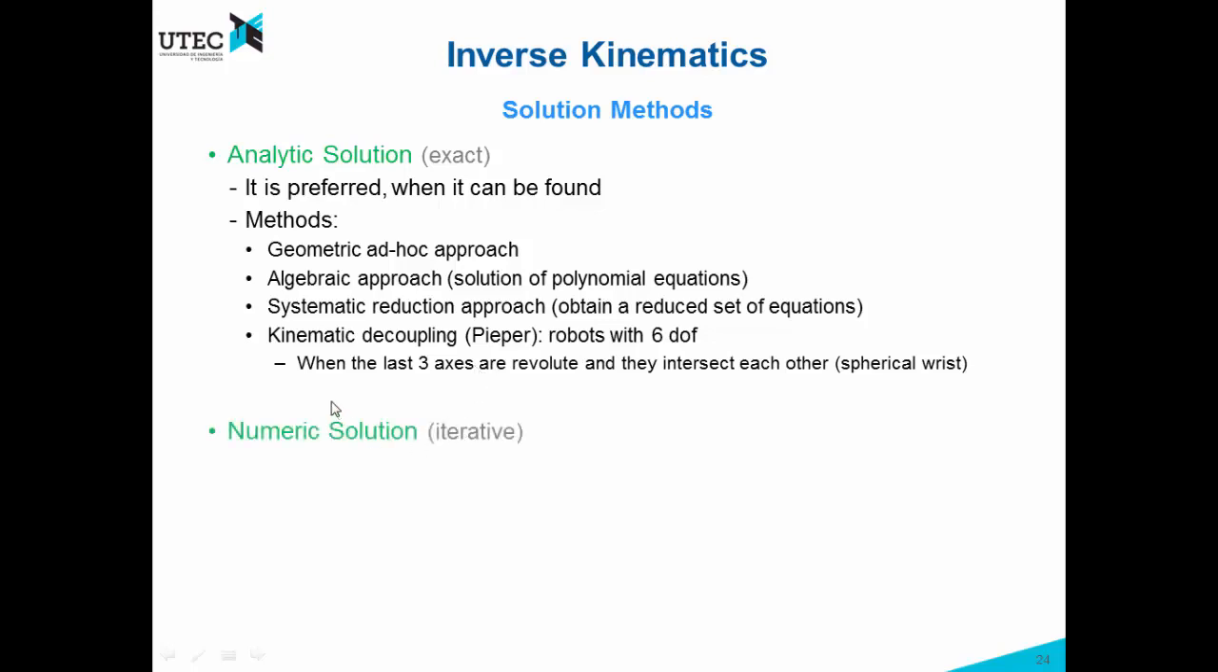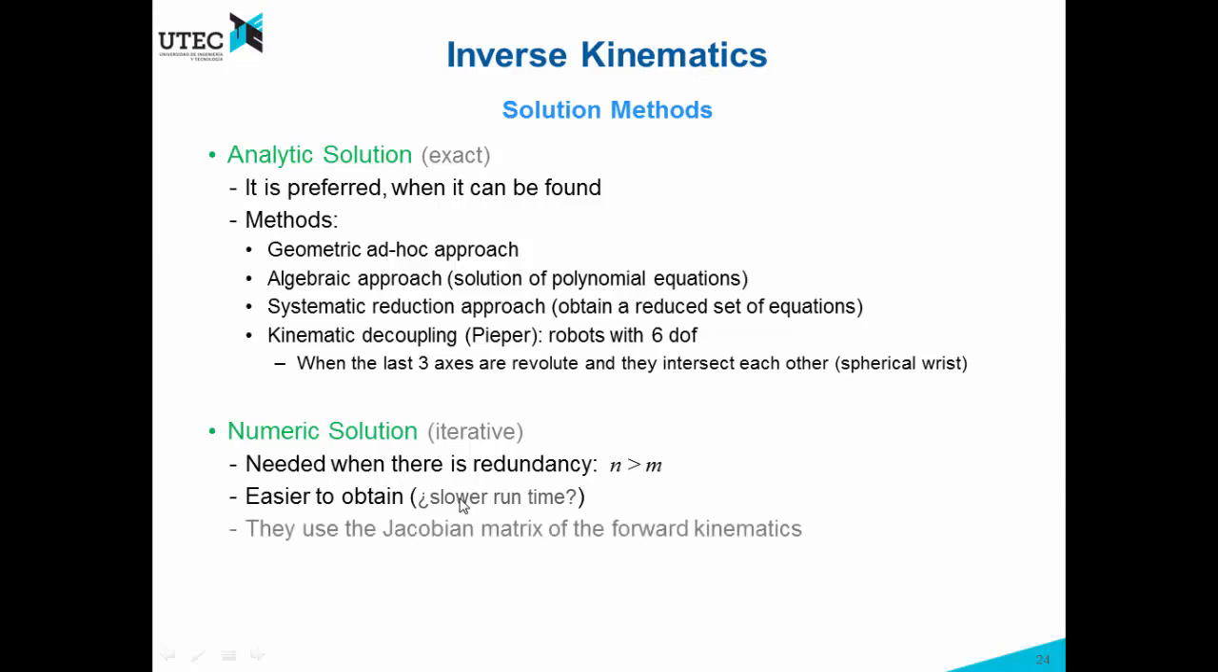Another approach is numerical solution. They are iterative. In this case, this is needed when there is redundancy, because there are infinite solutions. It is easier to obtain because there's just a single pattern that you have to follow. It can be slower in runtime if you use a very old computer. In modern computers, it is not really very slow. Well, if you implement it correctly. If you implement it very naively, maybe it will be slow. Now, they also use the Jacobian matrix for the forward kinematics that we will see in a moment. And the methods that are used here are Newton or gradient descent, among others.